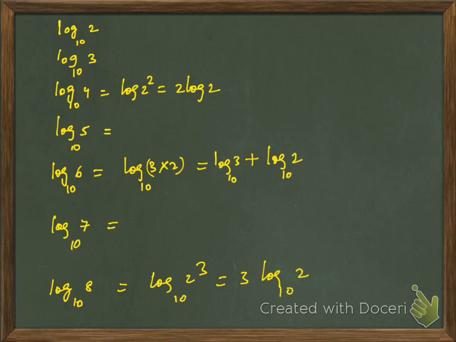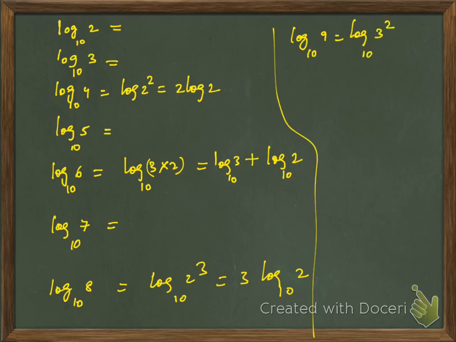And if you have log 9, log 9 to the base 10 can be written as log of 3 square to the base 10, that is equal to 2 times log 3 to the base 10.